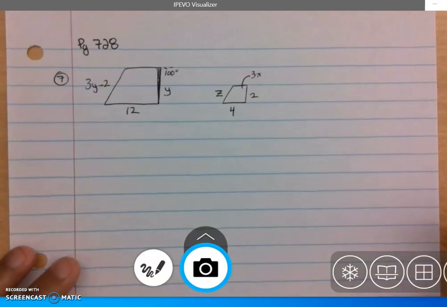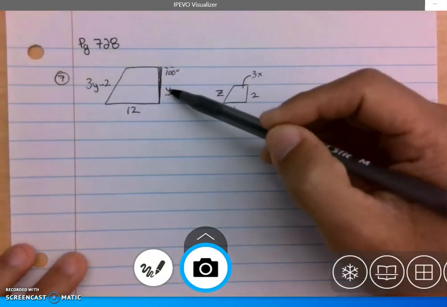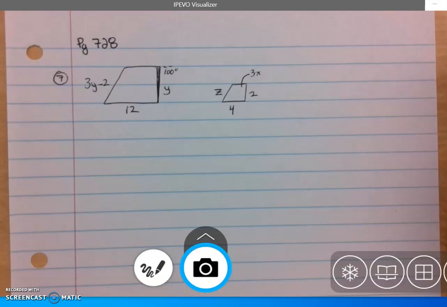Okay, we're going to do a few problems here on page 728, the Chapter 7 review. We'll start with number 7 here. We have to solve for x, y, and z, so there's really kind of three problems here.